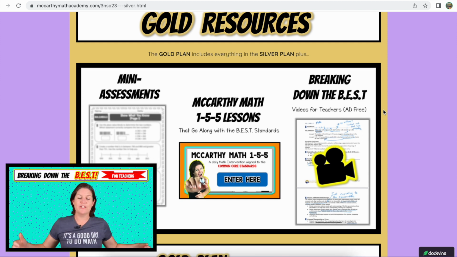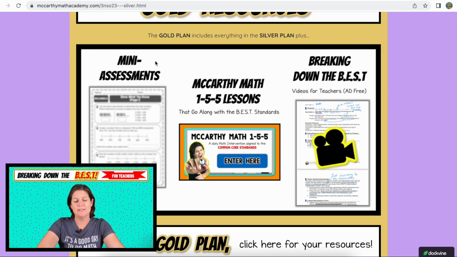Gold plan. So if you have the gold plan, you have everything in the silver plan, which means you also have the bronze resources. So you've got your video lessons, you've got your guides, you've got your extra printables, you've got your answer keys, you got your Math Misconception Mystery, and you have the mini assessments, McCarthy Math 155 lessons, and the ad-free version of Breaking Down the B.E.S.T.